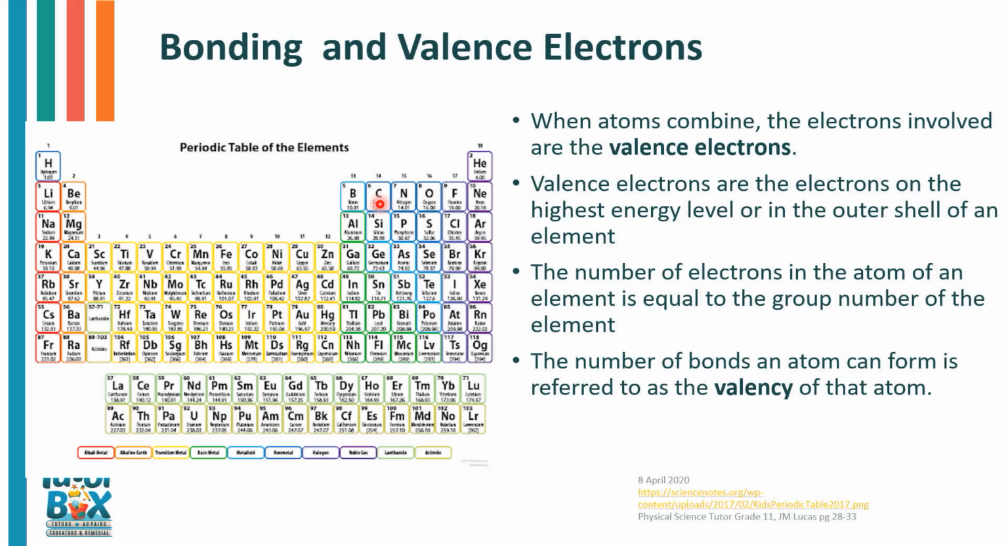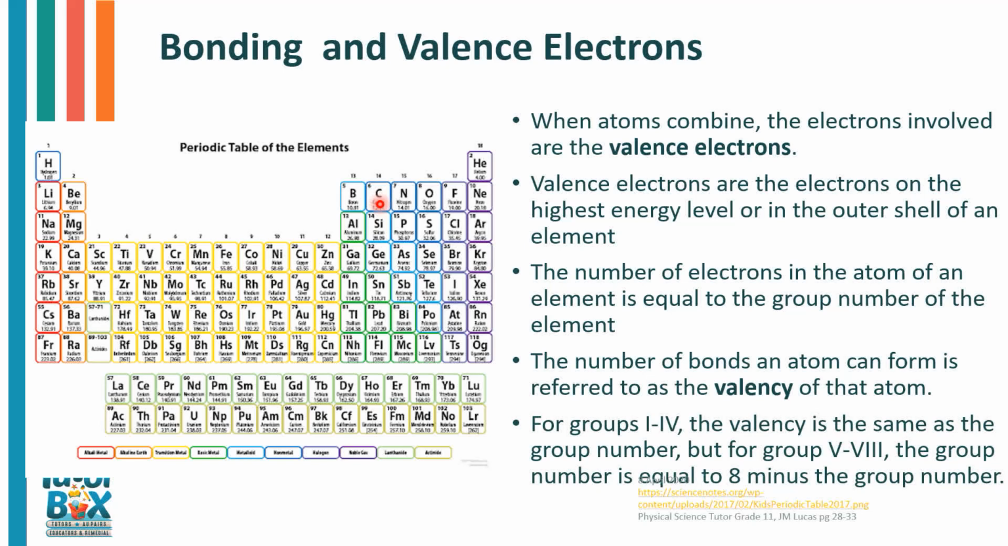The number of bonds an atom can form is referred to as the valency of that atom. For groups 1 to 4, the valency is the same as the group number, so 1, 2, 3, and 4. But for groups 5 to 8, the valency is equal to 8 minus the group number. So if you think about it, we've got 5 electrons here, so therefore we only have 3 spaces left.